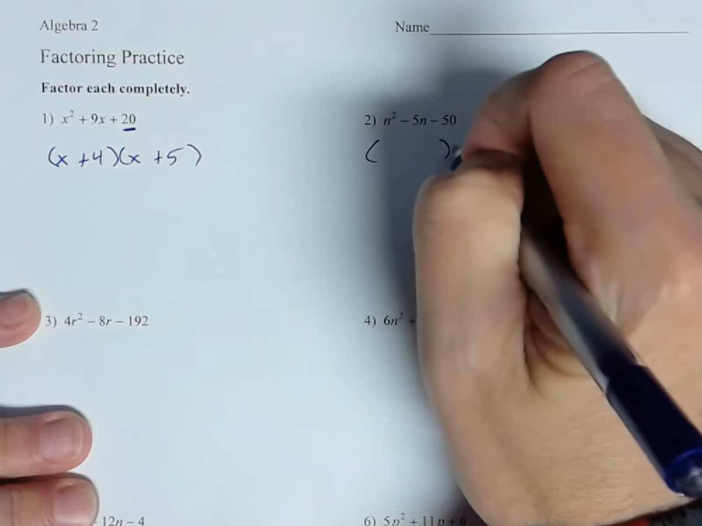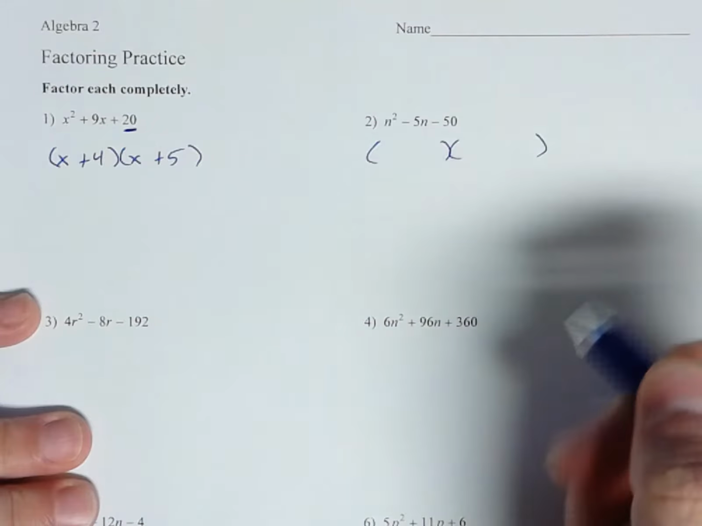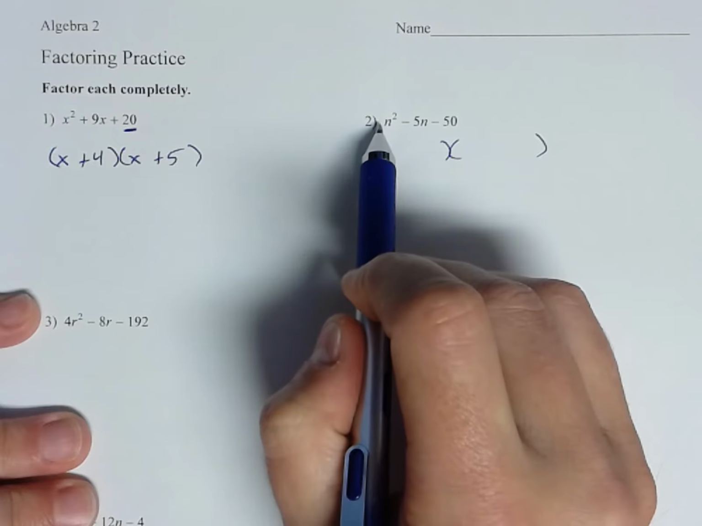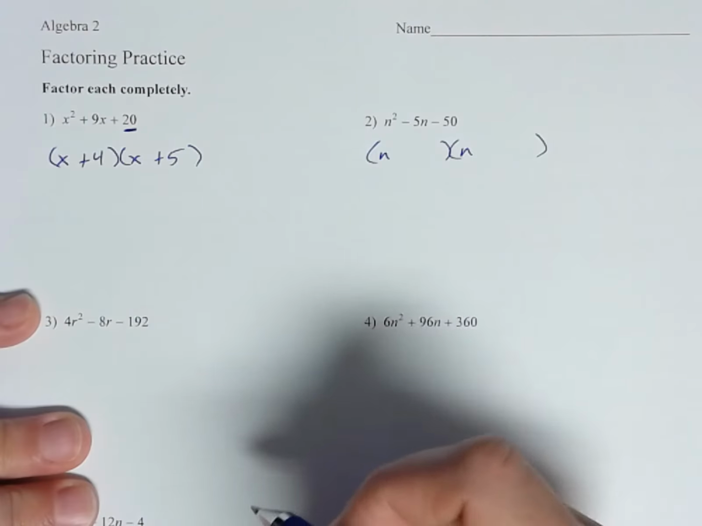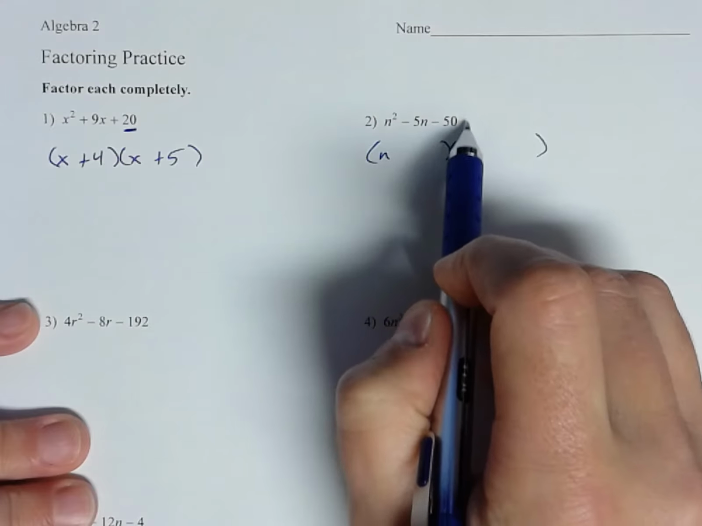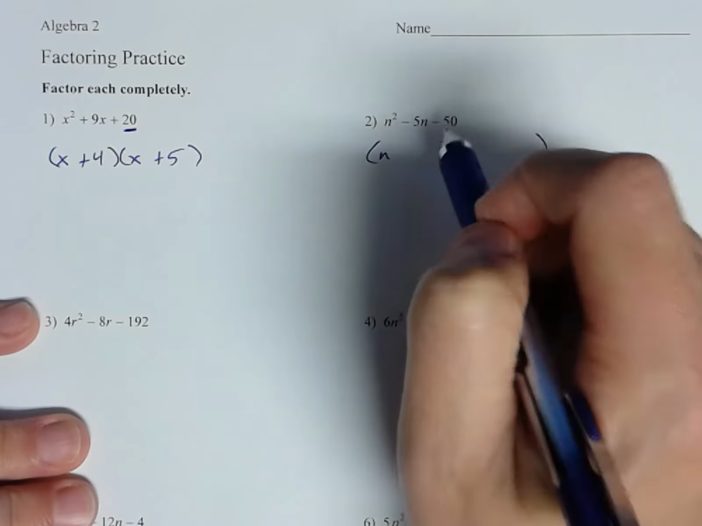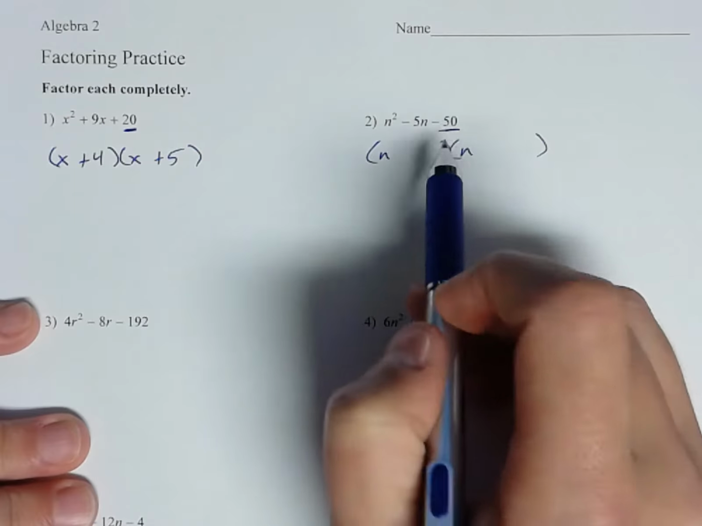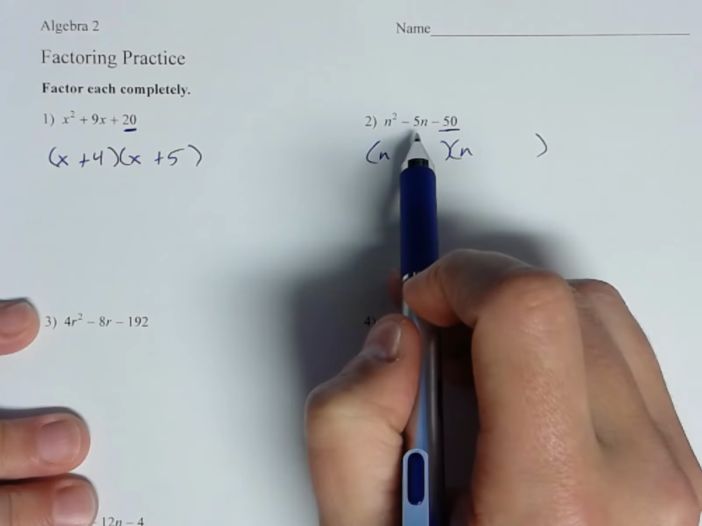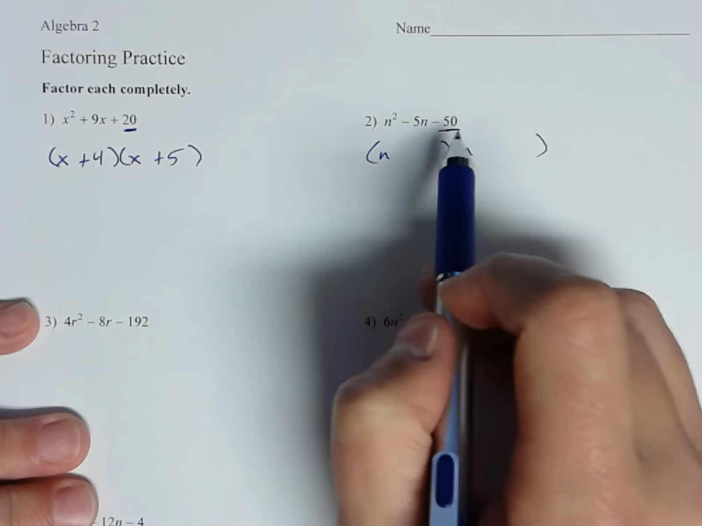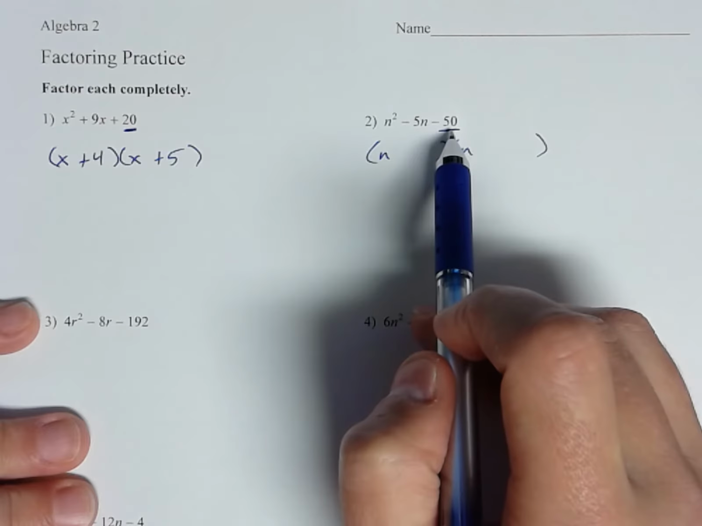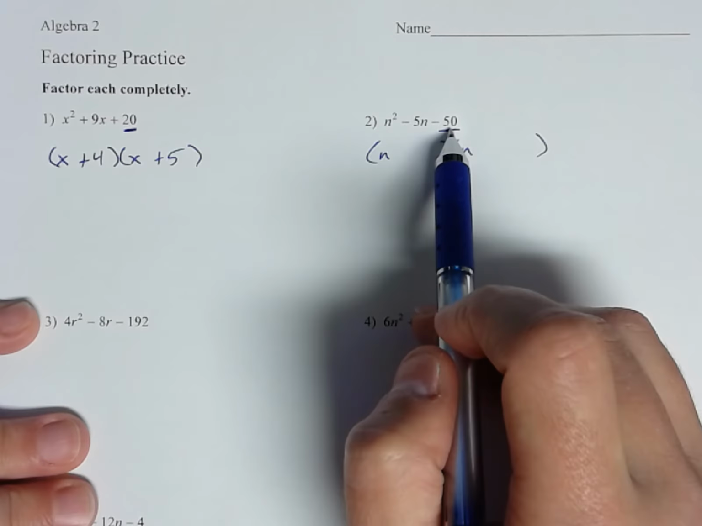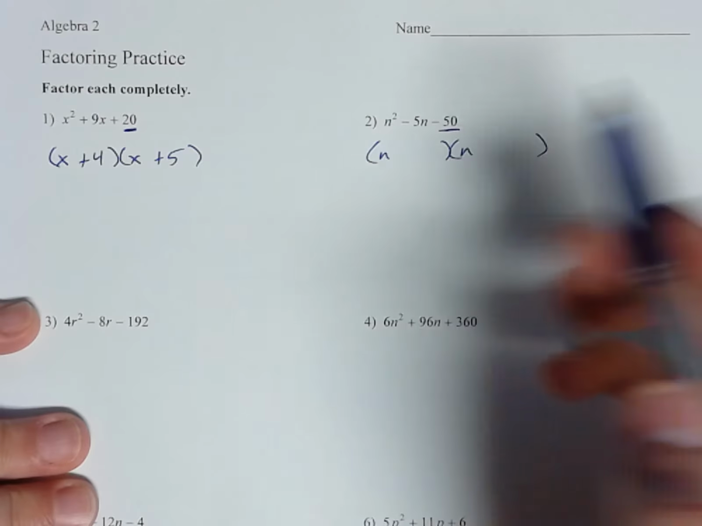So again, think we're going to break it up into two pieces. Lead coefficient's 1, so in this case it's just n times n. Now, we want two numbers that multiply to make negative 50 and add to make negative 5. So you could start listing factors out if that helps. Negative 50, well, we could multiply 10 times 5 to get 50. They need to add to make negative 5 though.